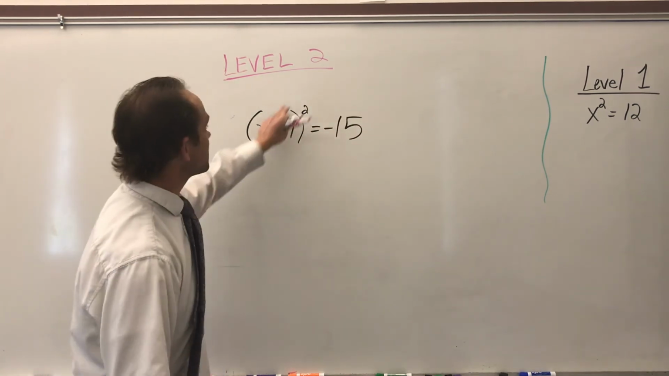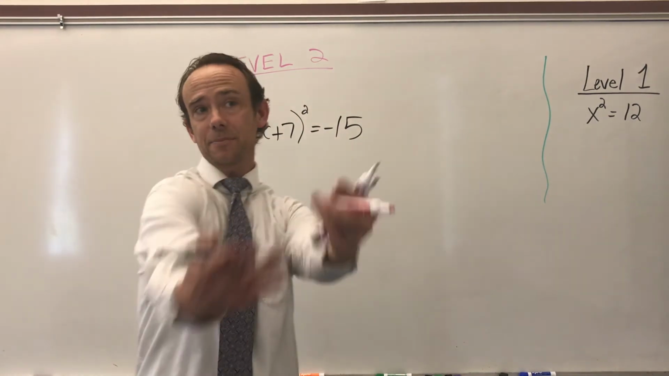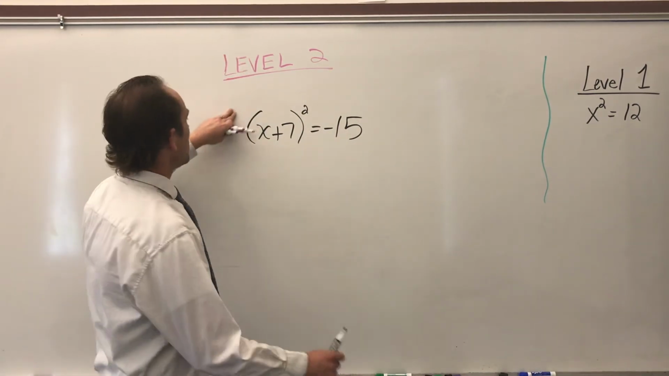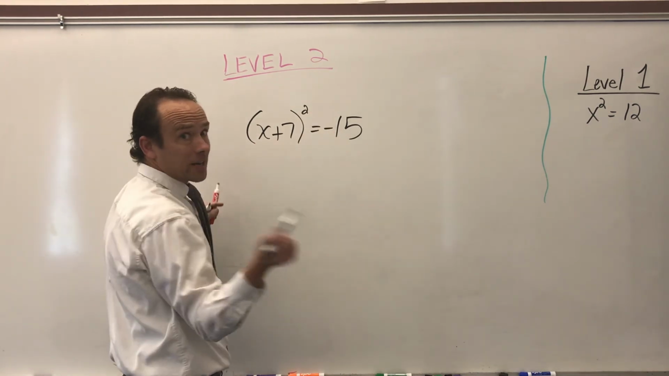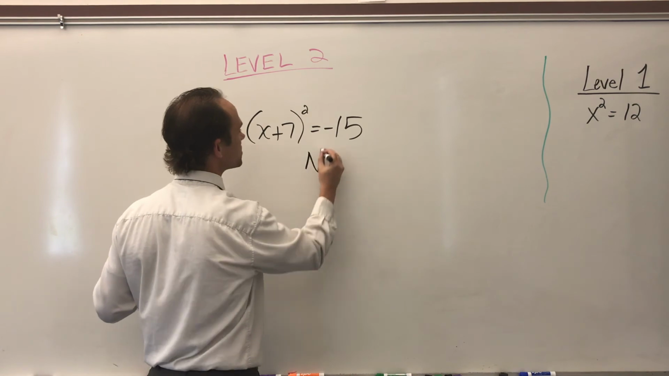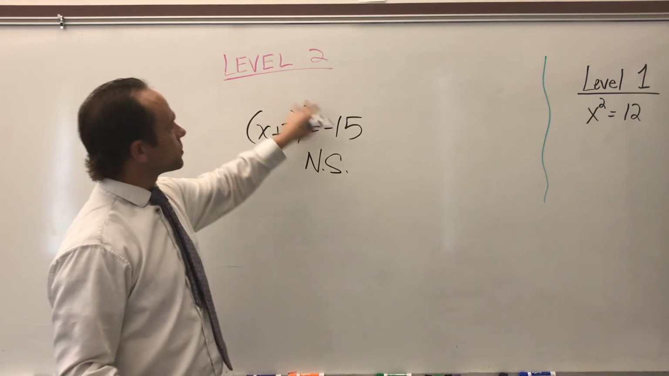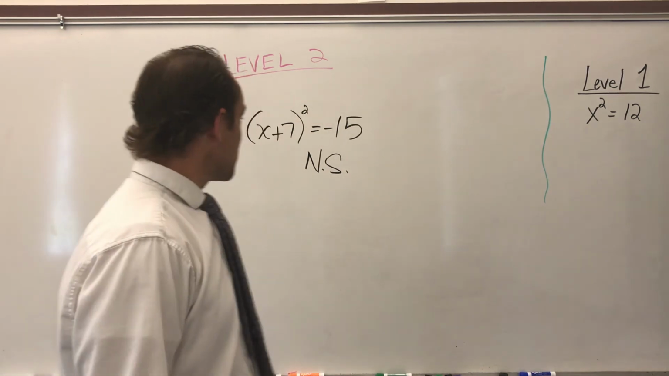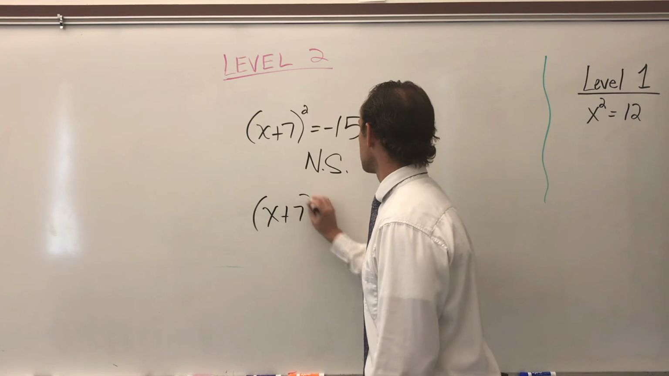No, something squared has to be positive. You might be in a math class that has imaginary numbers, and that's cool. Right now, we're in the real number system, and something squared can't be negative, so that's no solution. There's no value of x that's going to make it so that if you square something, you get a negative number. Okay, and then the other special case is if you got something like this.